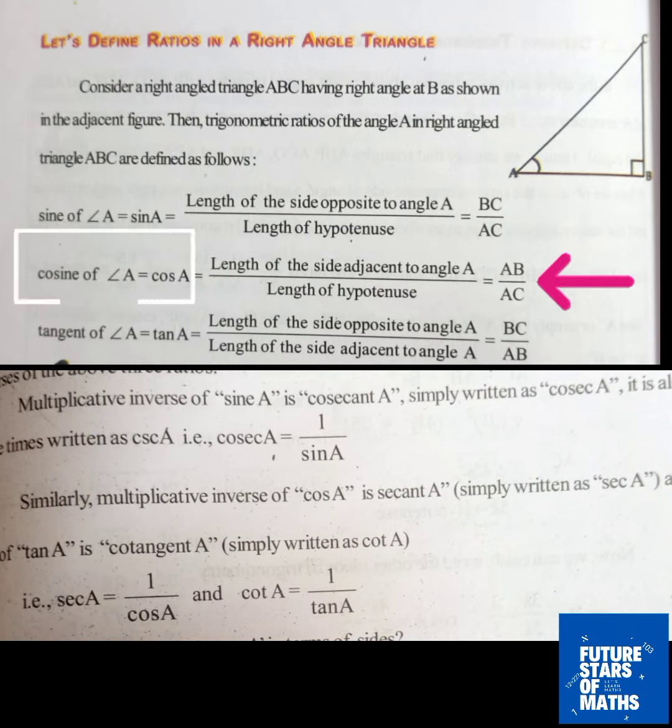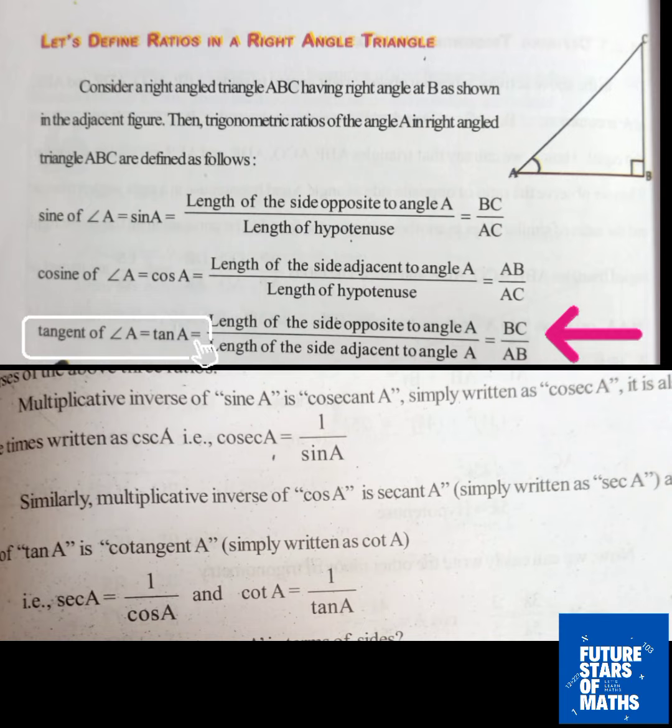Next ratio is cosine of angle A. If we write only the first three letters, we read that as cos A is equal to length of the side adjacent to angle A by length of hypotenuse. So it will be equal to AB by AC. Next is tangent of angle A, first three letters, tan. We represent and read it as tan A equal to length of the side opposite to angle A by length of the side adjacent to angle A. So it is equal to BC by AB.